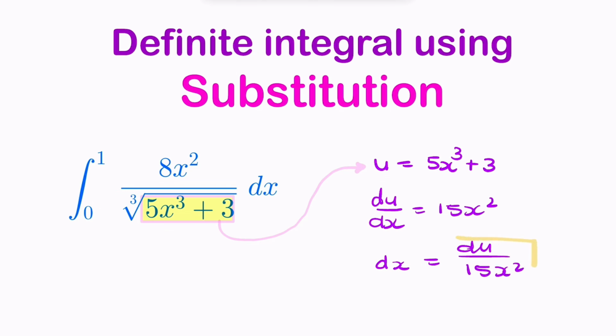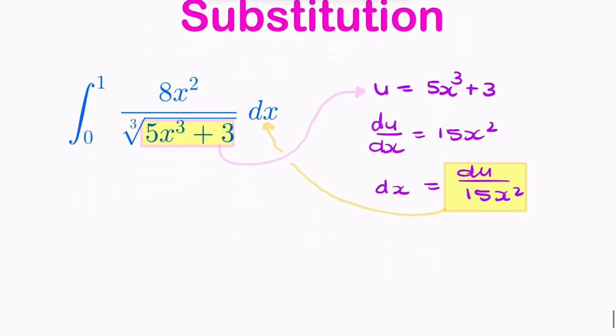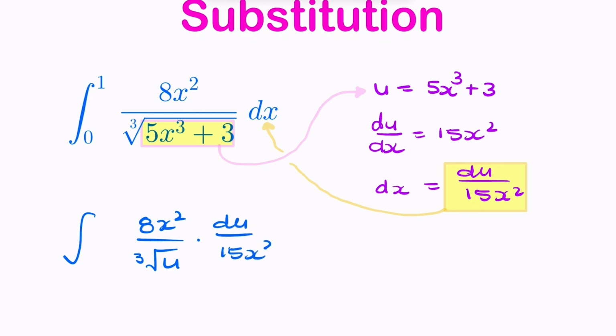Now, I'm going to need that expression for dx, because I want to replace dx. So if I now rewrite my integration, it's going to be the integral of 8x squared divided by the cube root of u times du over 15x squared. So that's simply that.